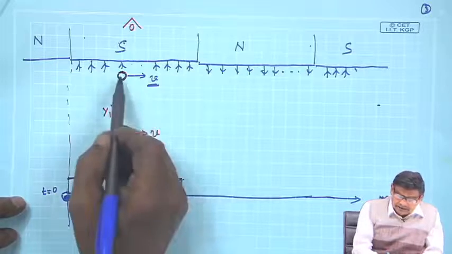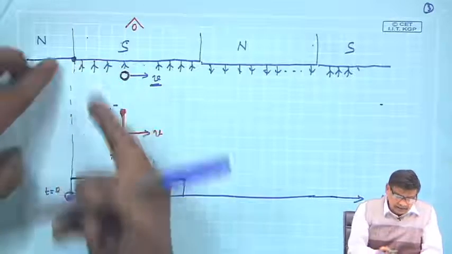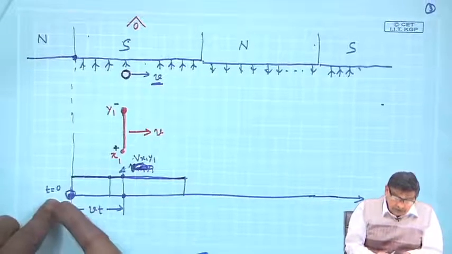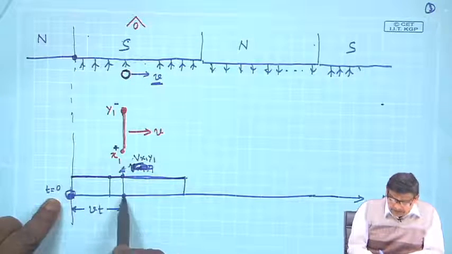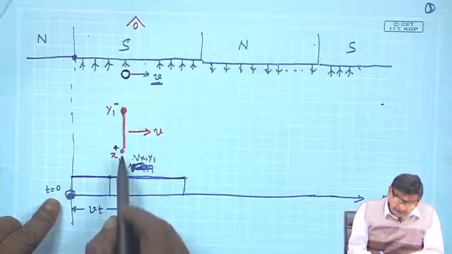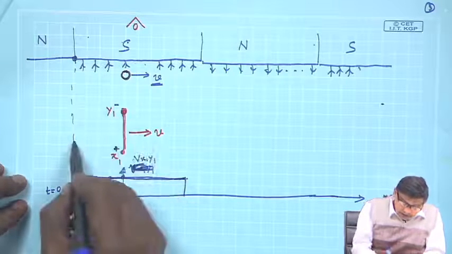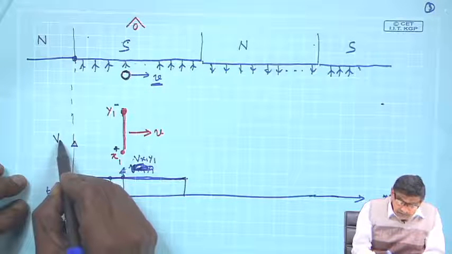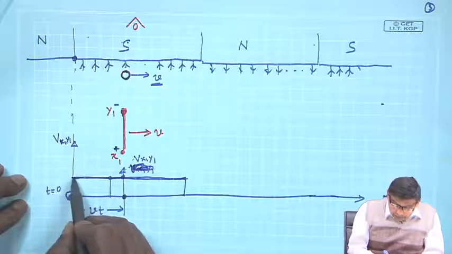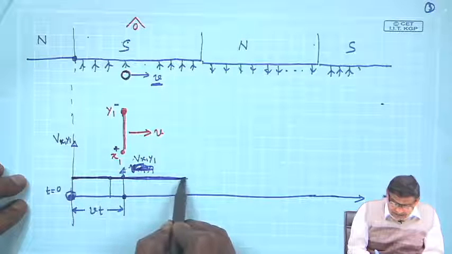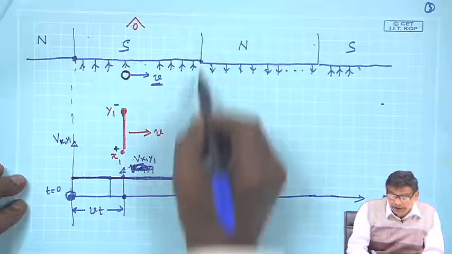Recall that this conductor was travelling from behind, and from this instant I have started counting my time, that is t equal to 0. Since it is moving with a velocity v, at any instant its position is vt here. There I find the field is in this direction, apply the right hand rule, and get v x1 y1. In this axis I am plotting v x1 y1, and it is a positive number all along this distance till you reach this point of demarcation.